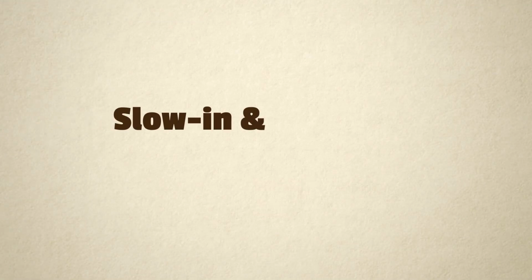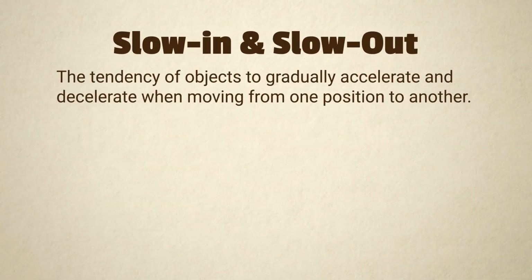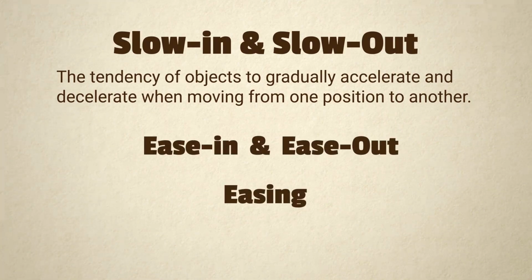Slow in and slow out is probably the most important of the fundamental principles. Fortunately, it's fairly simple. Slow in and slow out refer to the tendency of objects to gradually accelerate and then decelerate when moving from one position to another. Slow in and slow out are also sometimes called ease in and ease out, or just easing.